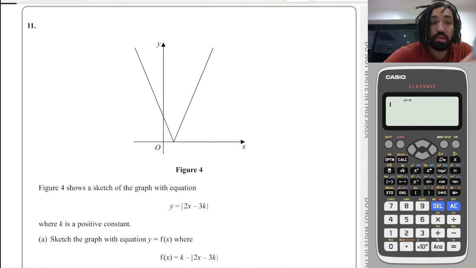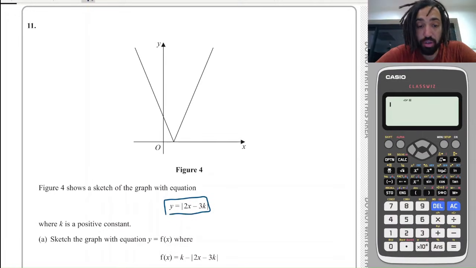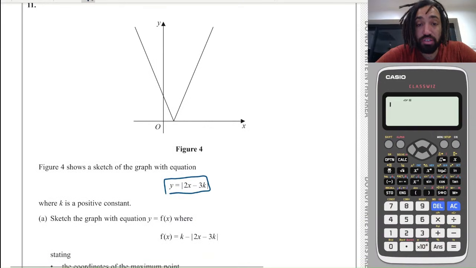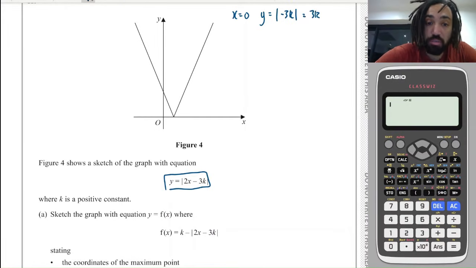Question 11 is about modulus graphs, and it's quite a challenging one. It gives you this sketch here of that equation, and it then asks you to sketch another equation. The first thing I'm going to do is label this graph by setting x equal to 0, and that will give me that y is equal to the modulus of minus 3k, which is just equal to 3k, which means the y-intercept of this graph is 3k.